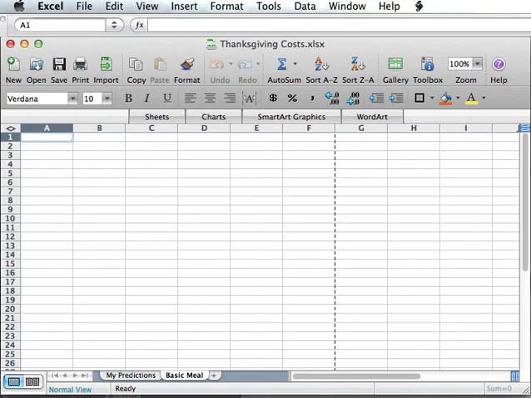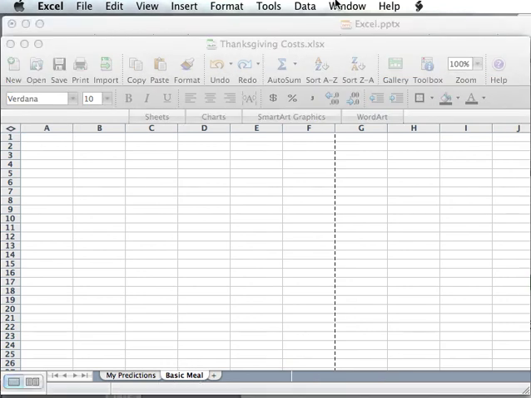Thanksgiving catering part 3. I want you to make actual predictions about your basic meal, not just wild predictions. We're going to use real prices. First, though, I've saved you some formatting. You've already got your Thanksgiving cost spreadsheet, and you've got a basic meal worksheet.